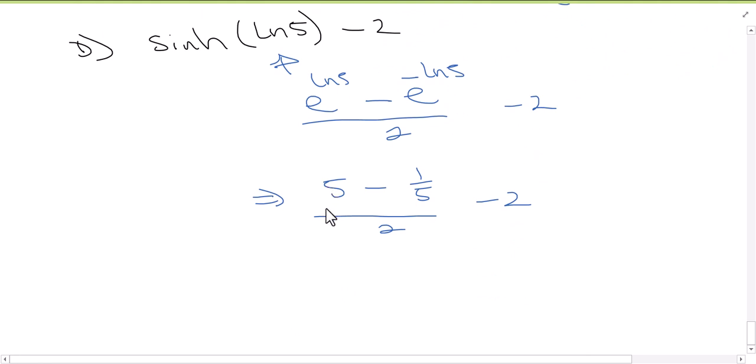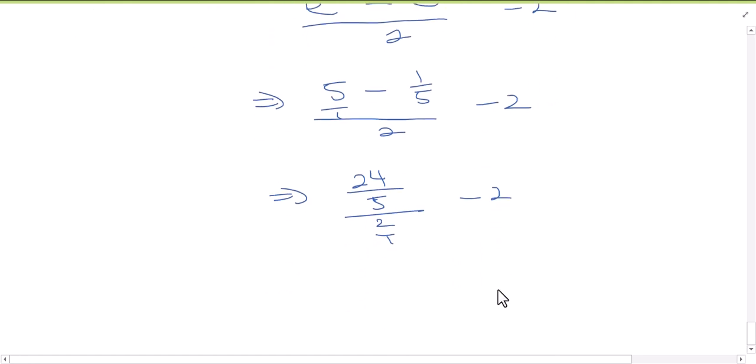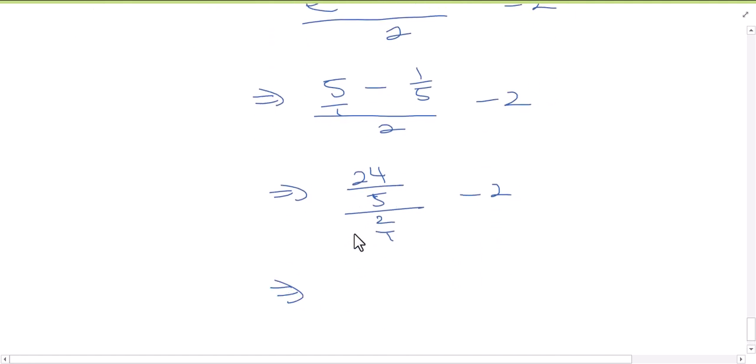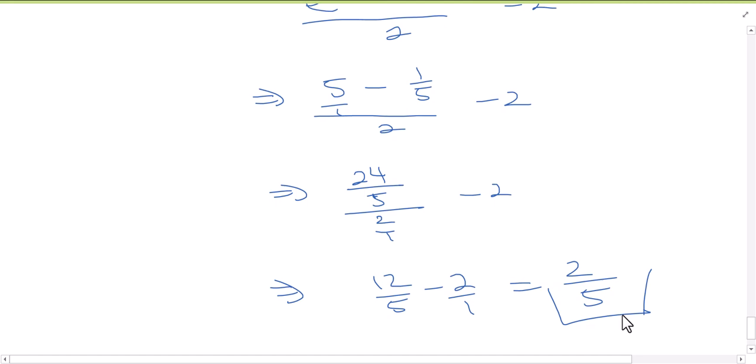So this one, what's this? Get a common denominator, right? So it'll be 25 minus 1, so 24 over 5, divided by 2, and then minus 2. This is starting to become just a very not so pretty fraction problem. Well, the 24 and the 2 reduce to 12, so I'm going to have 12/5 minus 2. Get a common denominator here, so that will be 5, so 10. So 12 minus 10 is 2. So you'll have 2/5 will be your final answer here.